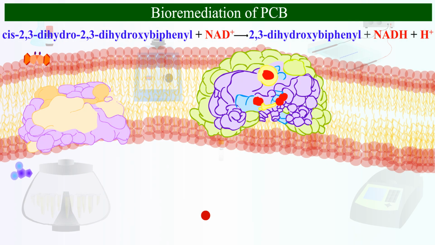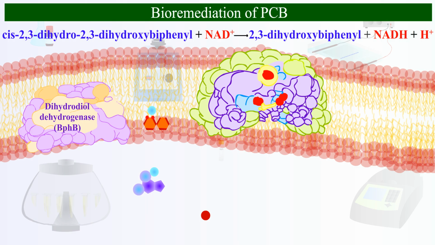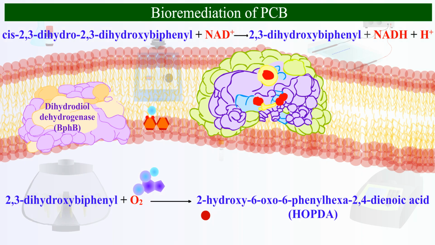Next, the enzyme dihydrodiol dehydrogenase, BPHB, will remove two hydrogens from cis-dihydrodiol to form catechol-like dihydroxylated PCB and restore aromaticity. In the next step, the enzyme 2,3-dihydroxybiphenyl dioxygenase, BPHC, will add oxygen again to break the aromatic ring through meta-cleavage. This step will destroy the PCB ring structure and convert it into a linear compound.